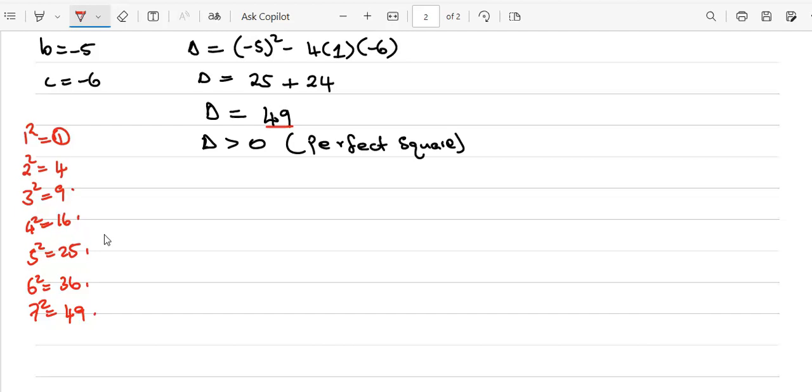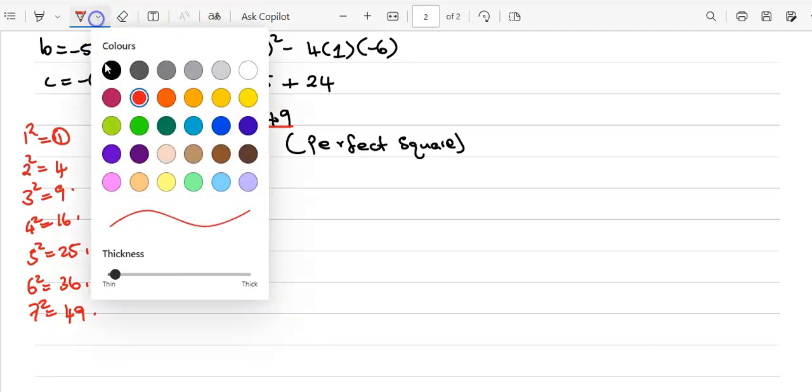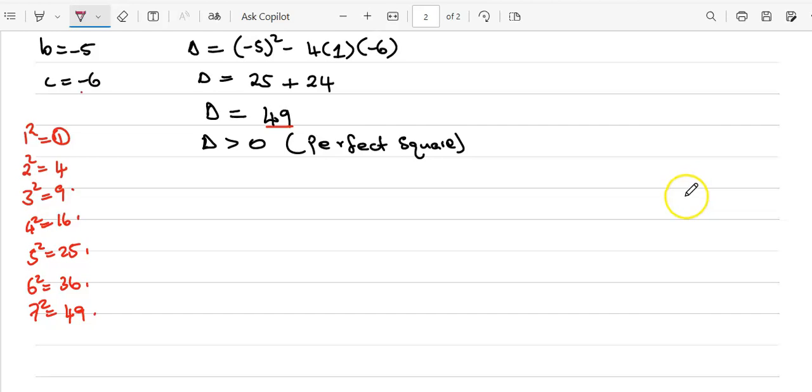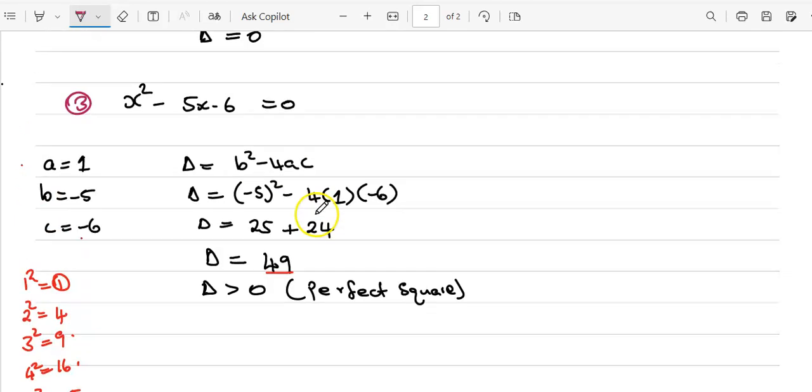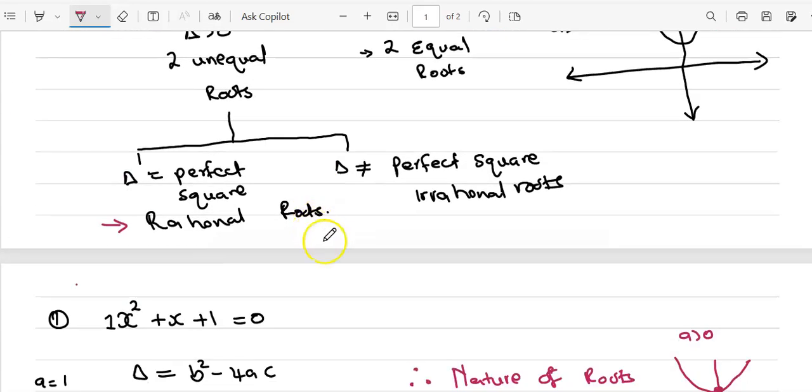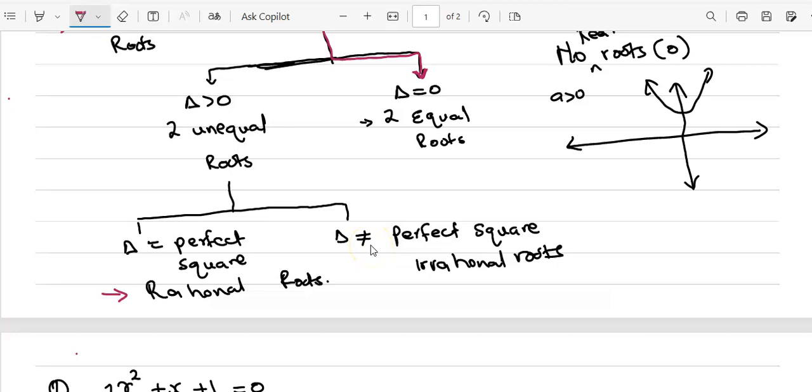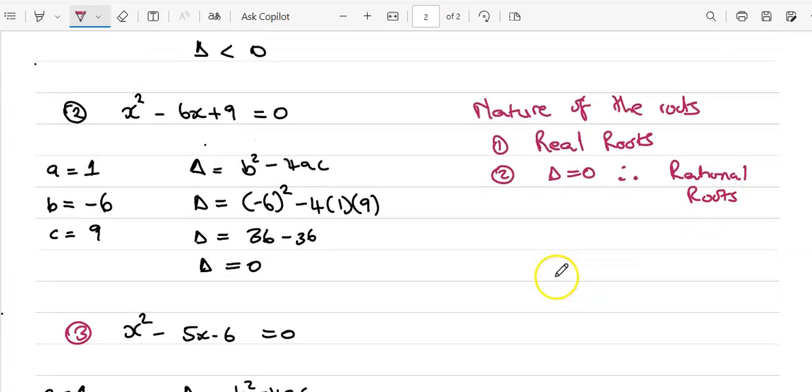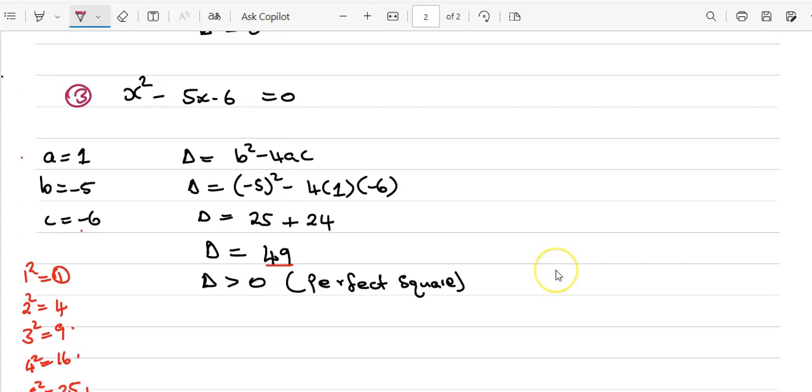So we can see that 49 is a perfect square. Since 49 is a perfect square, we need to go to our map to identify the nature of the roots. So remember, it's a perfect square. If it's a perfect square, we start here. This is where we start. It's a perfect square, so it's rational. I'm going to write it down. It's a perfect square, it's a rational root. So let's write it down here: the nature of the roots.